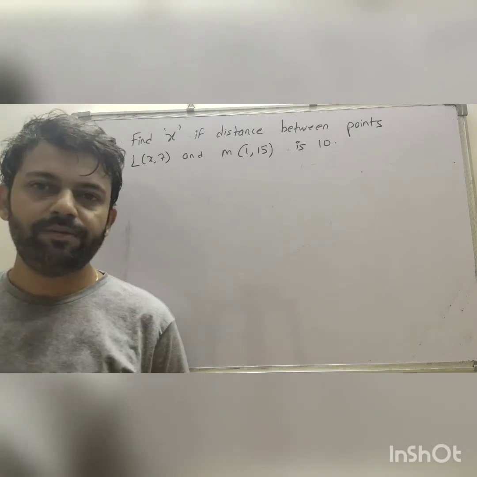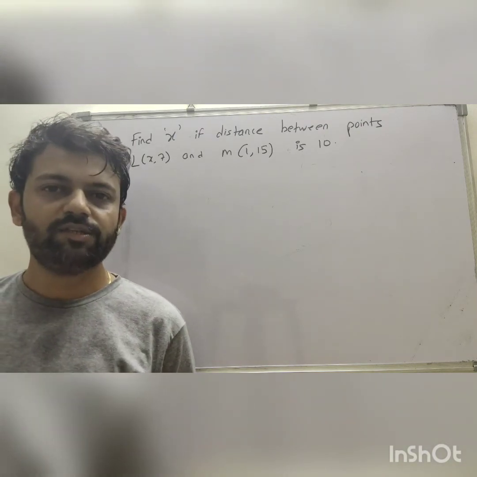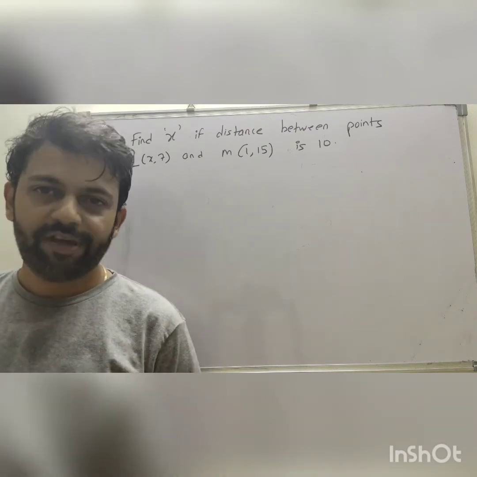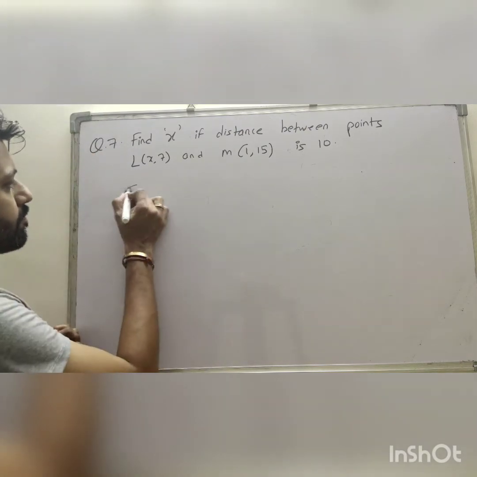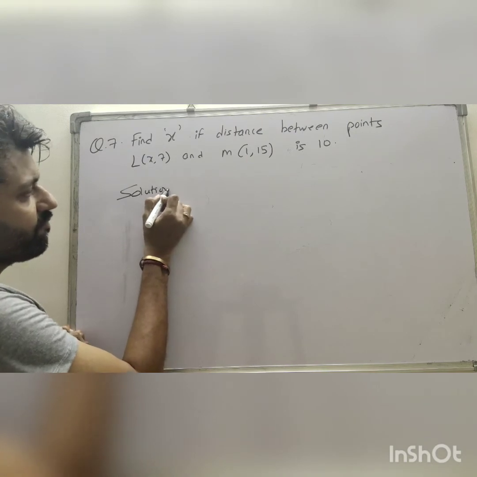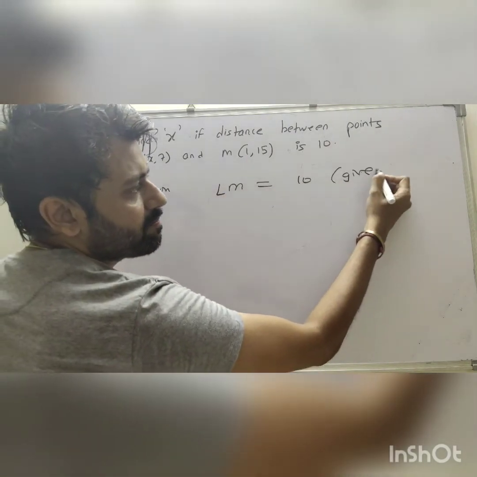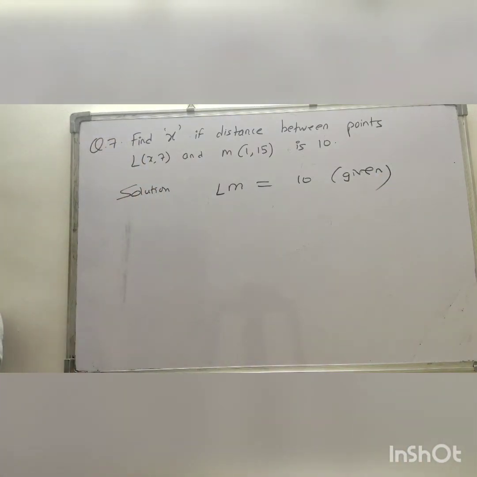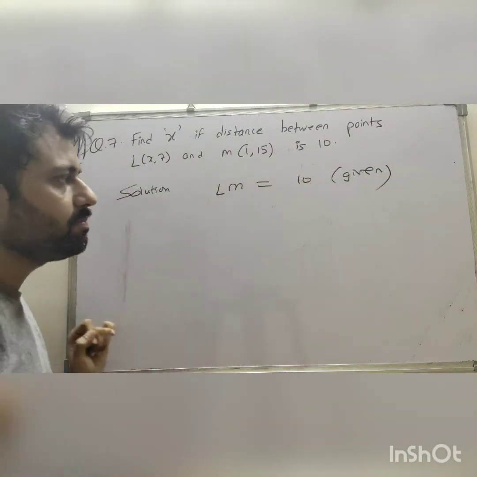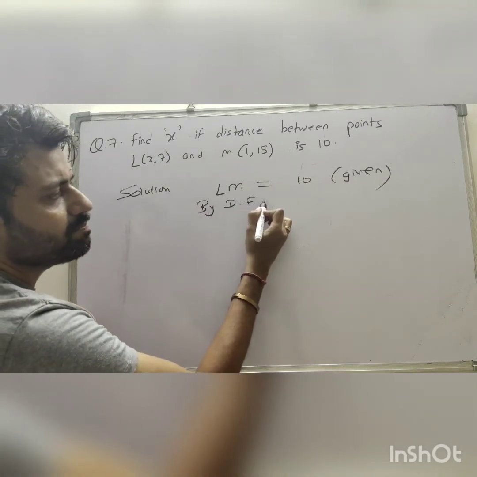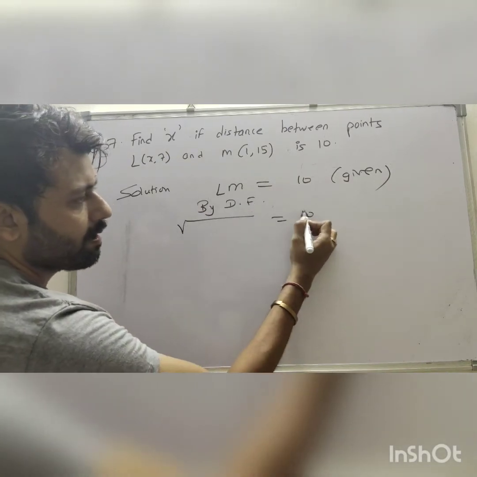The seventh question from the first exercise of geometry chapter number 5 says find the value of x if the distance between L and M is 10. This is given, and we have to find the value of x. We start this simple sum by the distance formula.